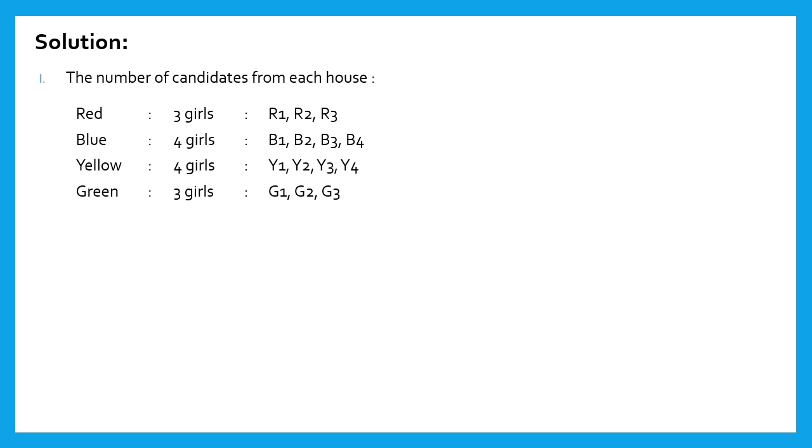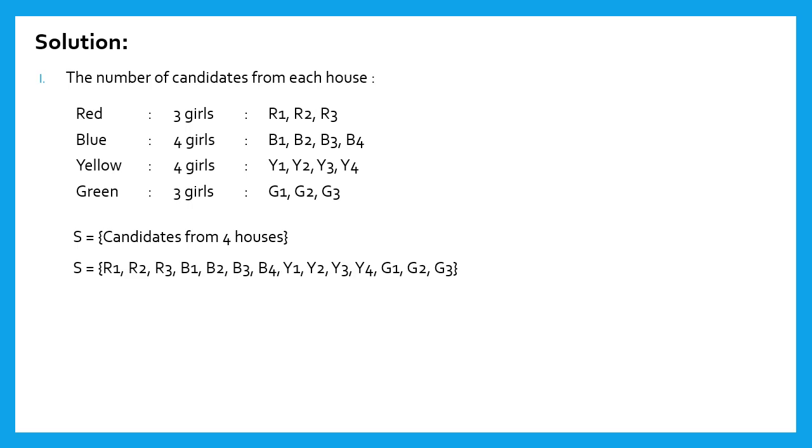Now let us write the sample space. Sample space S is equal to all the candidates. S is equal to, let us write R1 to G3 in curly bracket as shown in the PPT. Therefore, total candidates N of S is equal to 14.